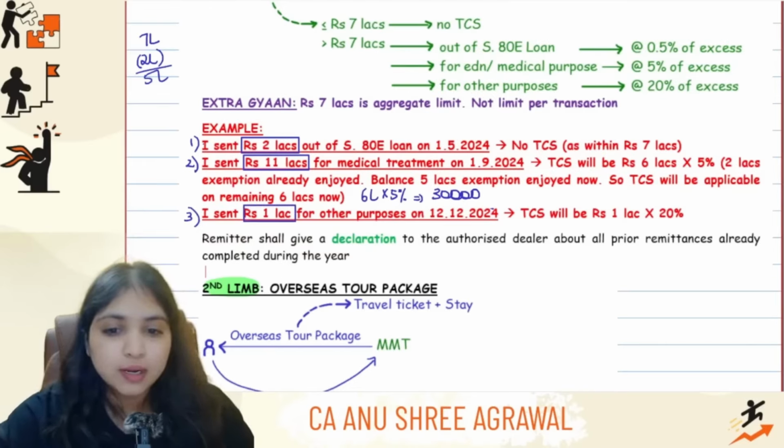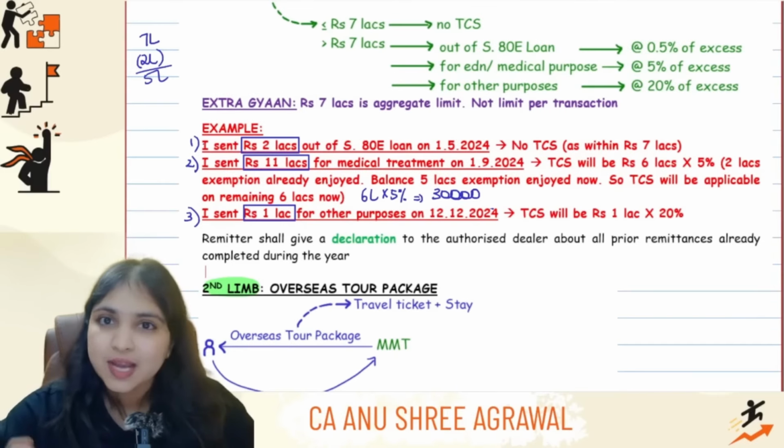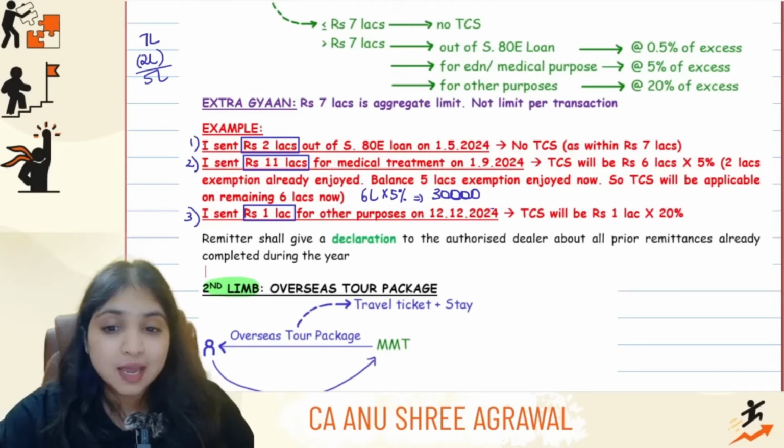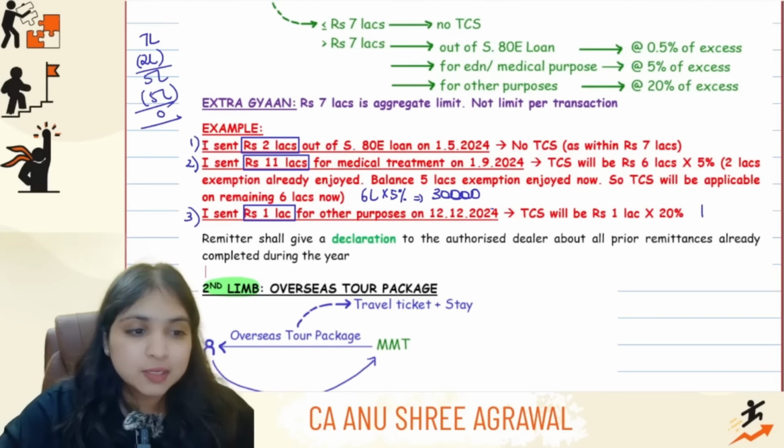I spent 1 lakh rupees for some other purpose on 12th December 24. Now, do I have any exemption left, guys? Total 7 lakh exemption I have for the year. 2 lakhs I enjoyed against this 80E loan. Then 5 lakhs I enjoyed against a medical treatment loan. So do I have any exemption left out of the 7 lakhs? No, nothing is left. So I'm making an overseas remittance of 1 lakh.